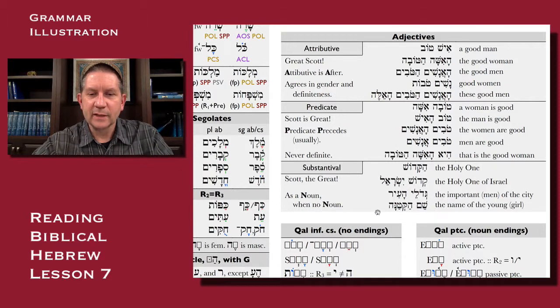Shem hakitana. Shem is name, and it is in construct with the substantival adjective that follows. Katan, katon is to be small, katana, small or young. So this is the name of the young one, but the adjective is feminine, so we can infer it's the name of the young girl.